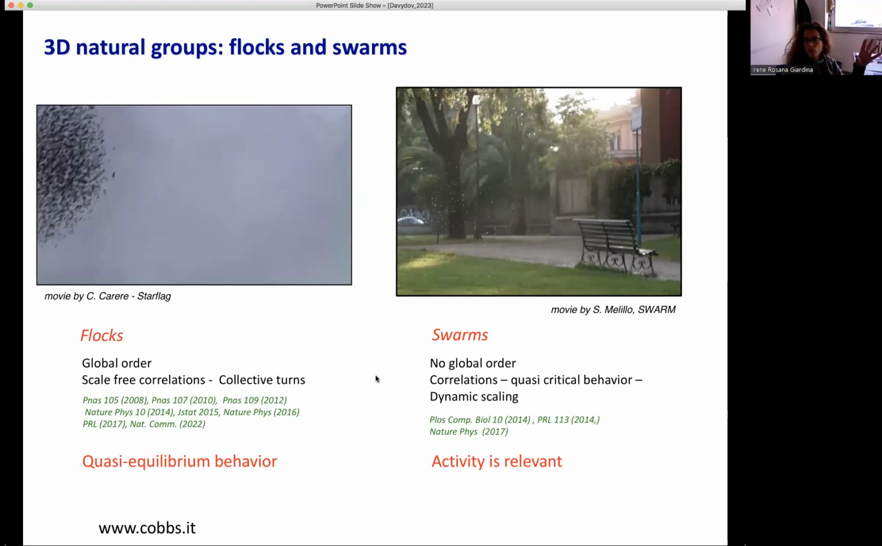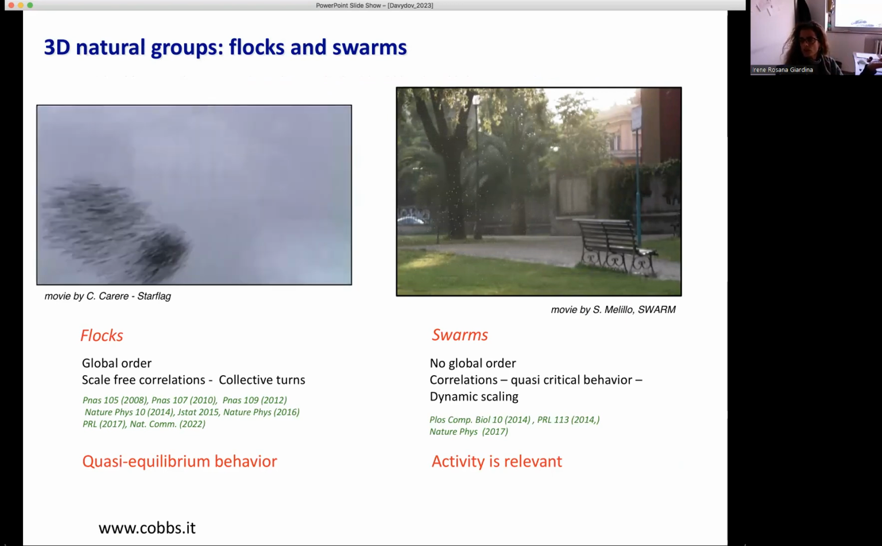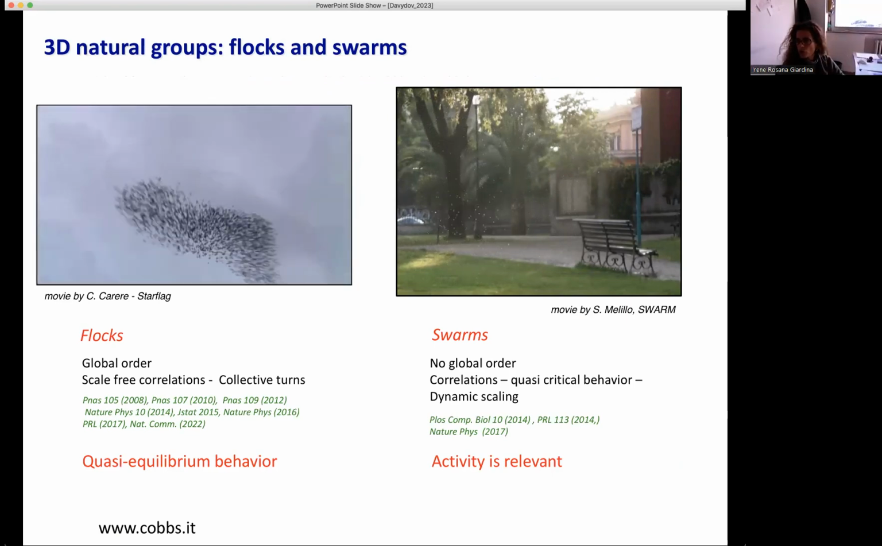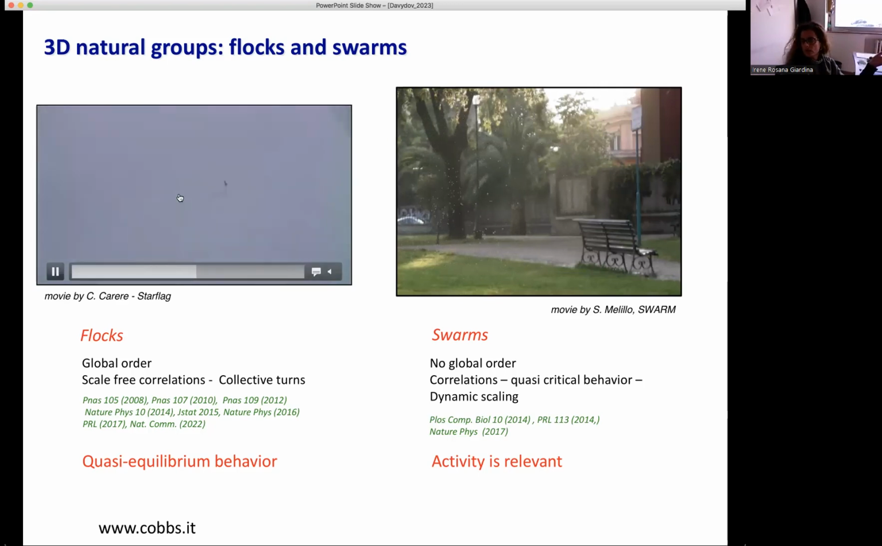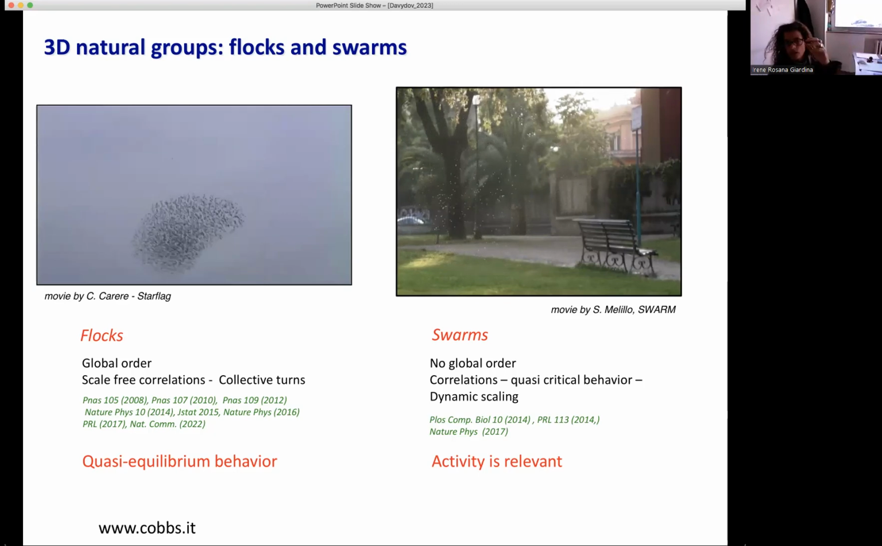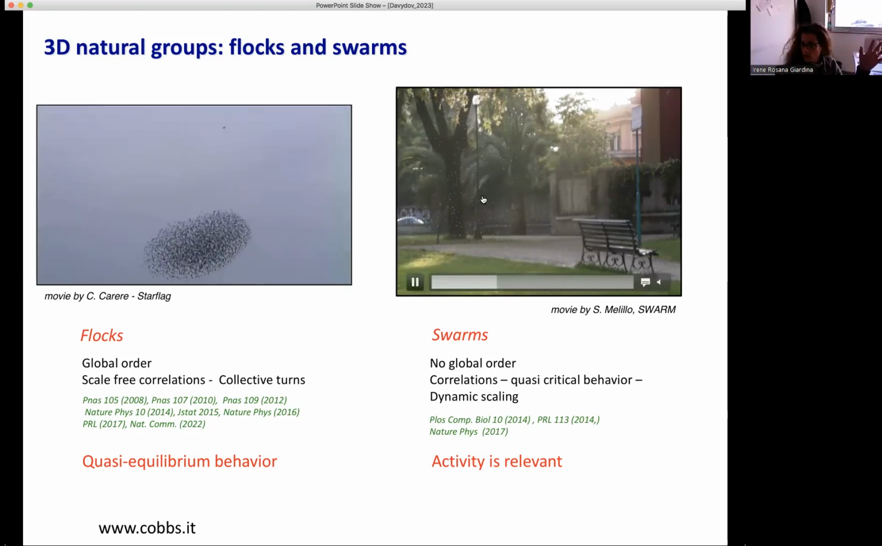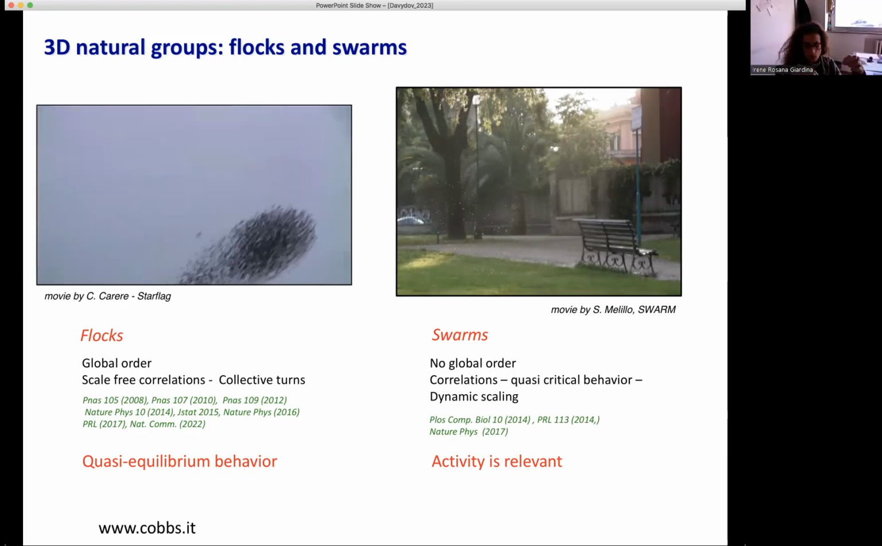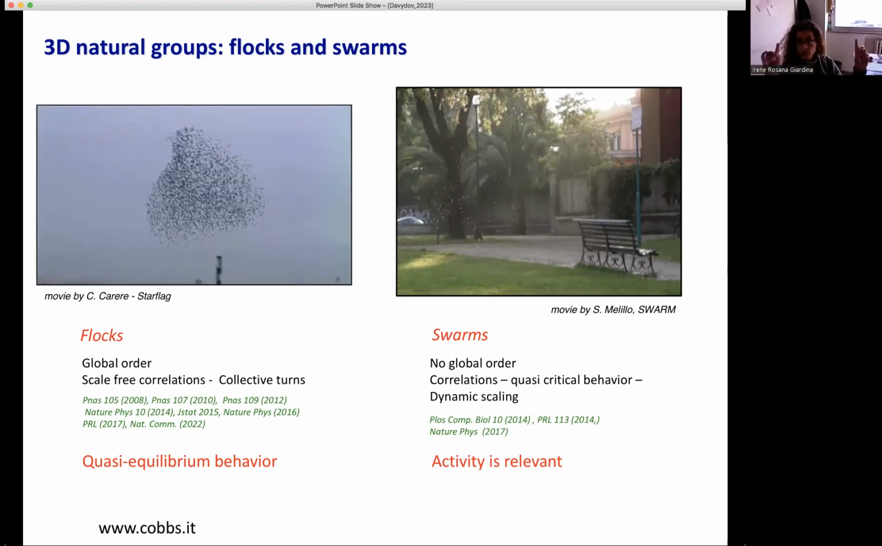In both these cases, we can observe large-scale patterns. What does it mean? It means that if you compute the correlation function between the individual velocities of the birds or of the insects, these correlation functions are scale-free. Okay, so they have very large-scale correlations, so large-scale correlated patterns. But in one case, the system is ordered, and this is the case of flocks, where everybody moves in the same direction. In the other case, insects, the system is not directionally ordered. There is no directional order, and the swarm remains confined in a well-defined location in space. Okay, so two examples where we have collective patterns, large-scale correlations, but different degrees of order.